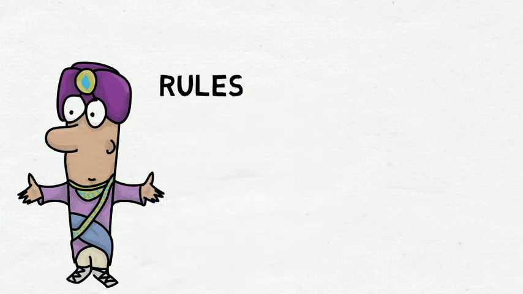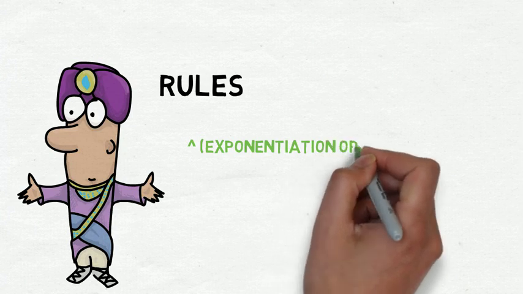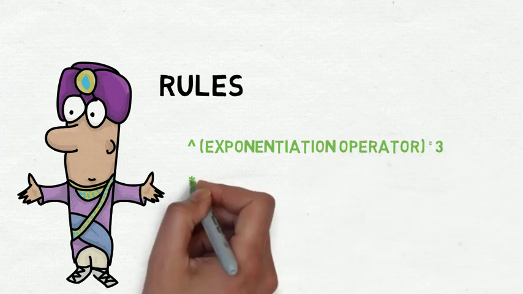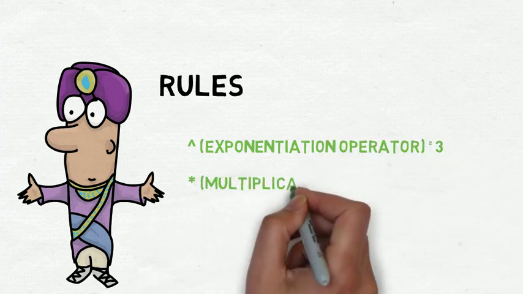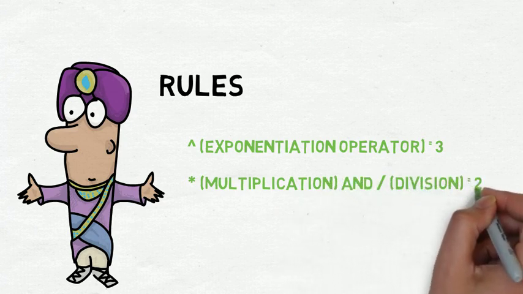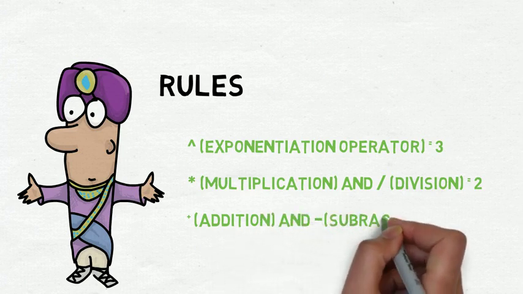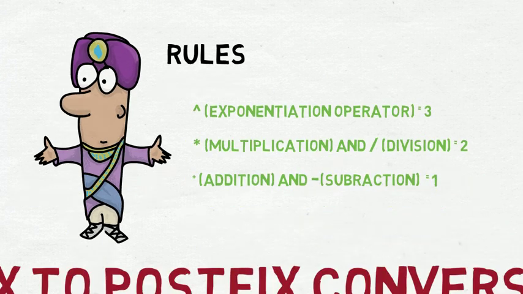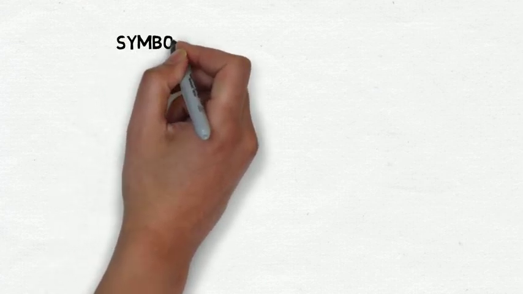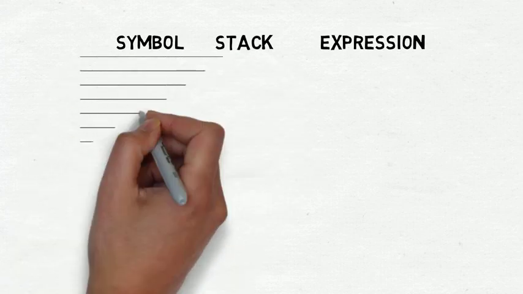The exponential operator comes with the highest priority. Then comes the multiplication and division operators. And then finally the addition and subtraction operators with the least priority. And the condition is that no two operators of the same priority can stay together. Now let's dive into the example.